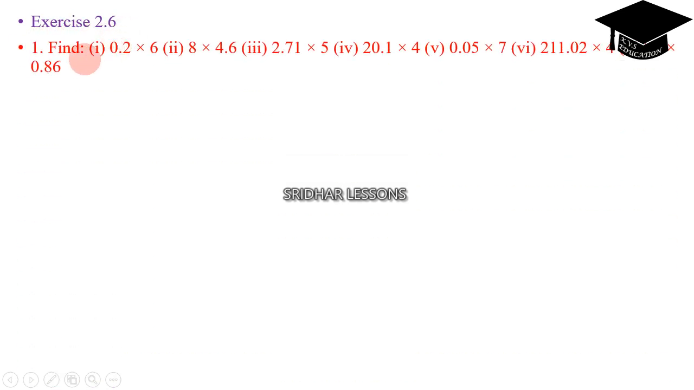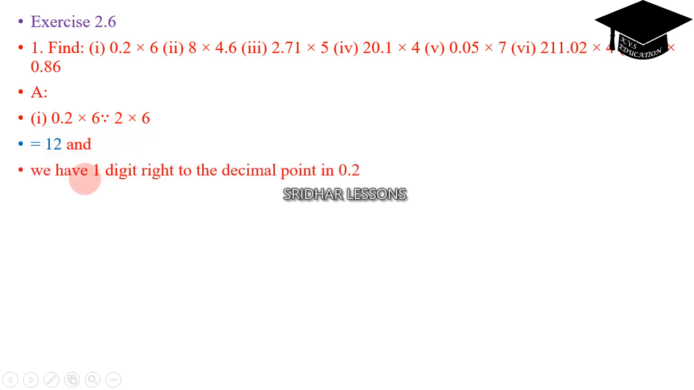Now we will see exercise 2.6. Question number 1. Find 0.2 into 6. Since 2 into 6 is equal to 12, we know. And we have one digit right to the decimal point in 0.2, right? So what we have to do? 0.2 into 6 is equal to 1.2. Try to understand clearly. Since we have one digit right to the decimal point in 0.2, so here also we have to put one digit right to the decimal point, 1.2.